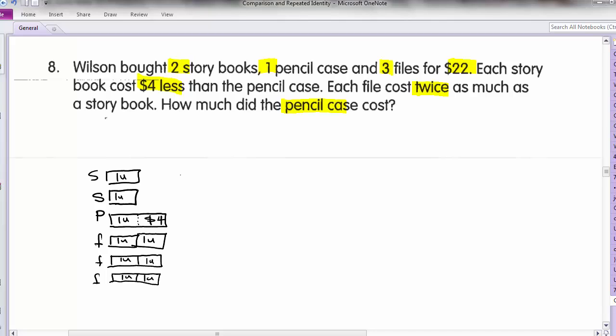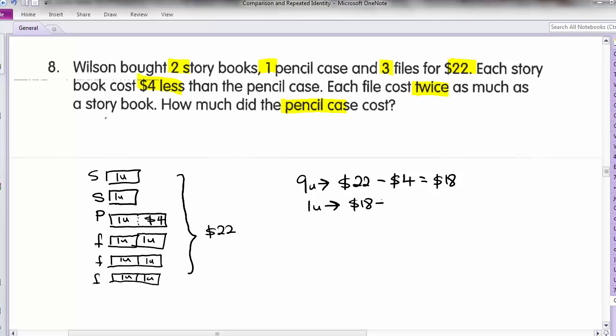Alright, so now all in all I have $22. Okay, so again, same thing, let's solve it. The only extras that I have is just this one $4. So I get rid of this $4 and I will be left with all units. So $18. If you count properly, you have 9 units. Same thing, 1 unit will be 18 divided by 9, which is $2.